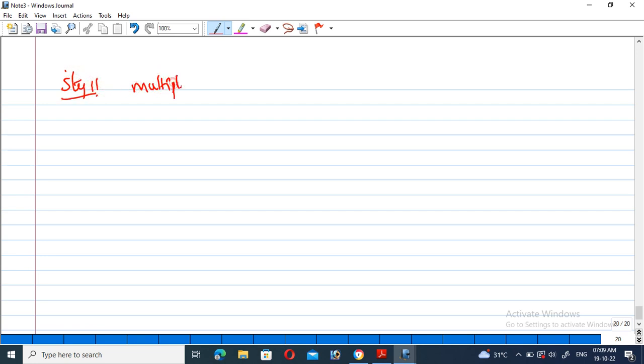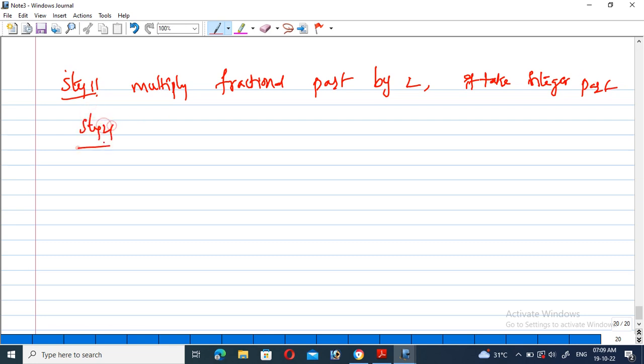multiply the fractional part by 2 and take the integer part, right? Step number 2, how are we going to perform it? Multiply the fractional part of the product from step 1, producing the next partial product, and separate the integer part. Okay, same.